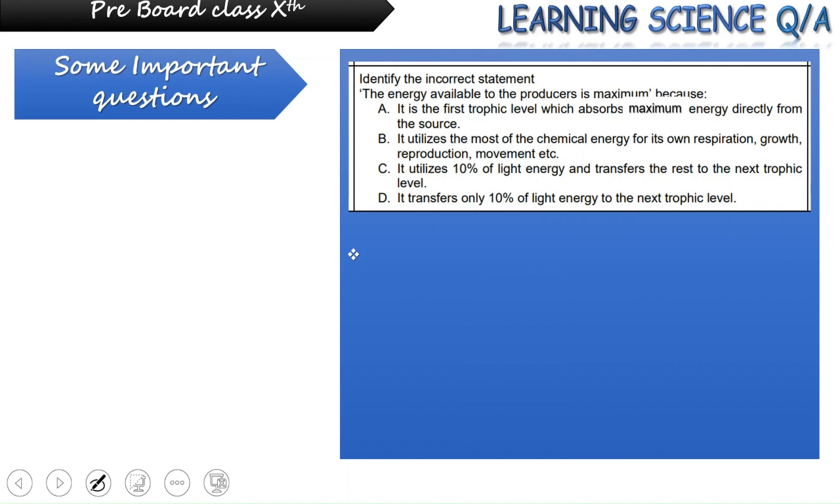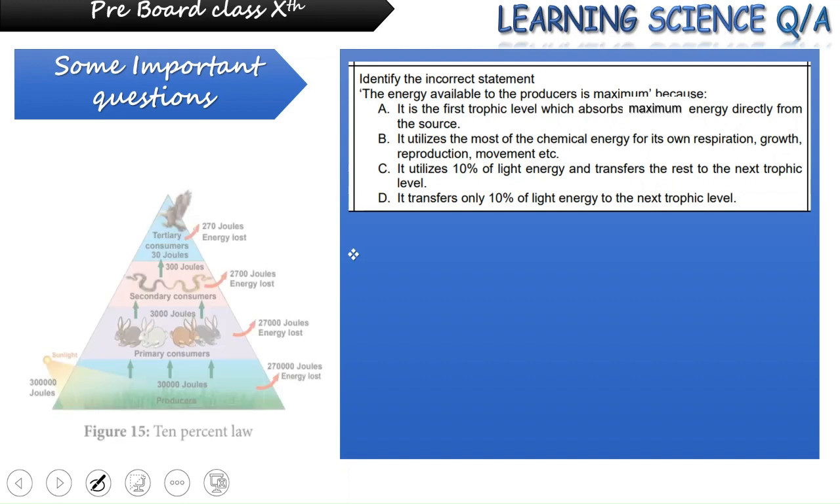The next question says, identify the incorrect statement among the following. Students, in these kinds of questions, when we are provided with certain statements, please remember most of these statements are correct, and many times these statements can be used in the answer as it is, as a fact. So, the question says the energy available to a producer is maximum because it is the first trophic level which absorbs maximum energy directly from the source.